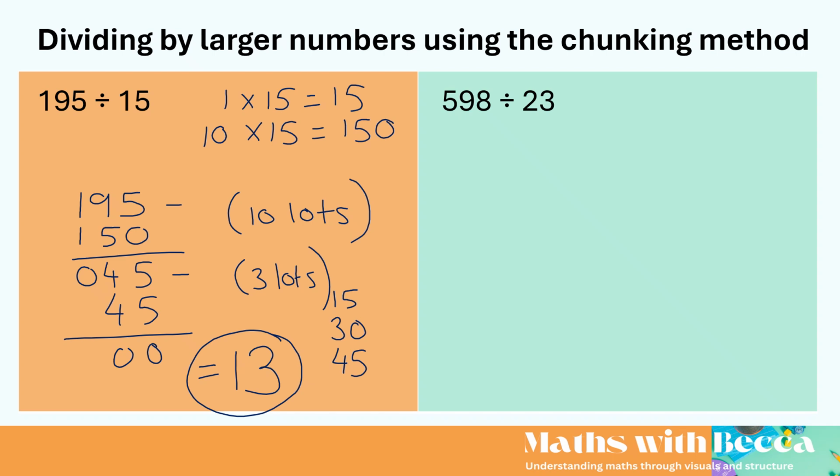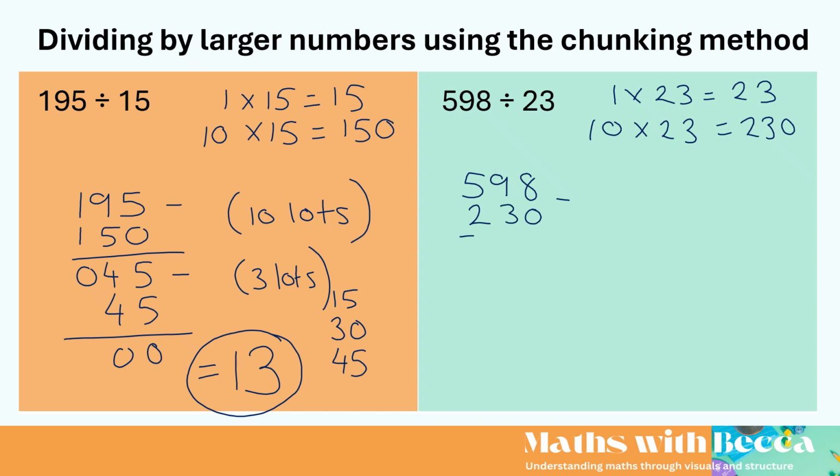Let's try this one here. So we've got 598 divided by 23. So we know that one lot of 23 is 23. I'm going to use the same chunk. I'm going to go 10 lots of 23 must be 230. So let's take that away and see what we're left with. So we've got 598 and we're going to take away 10 lots of 23, which is 230. So 8 take away 0 is 8, 9 take away 3 is 6, 5 take away 2 is 3.